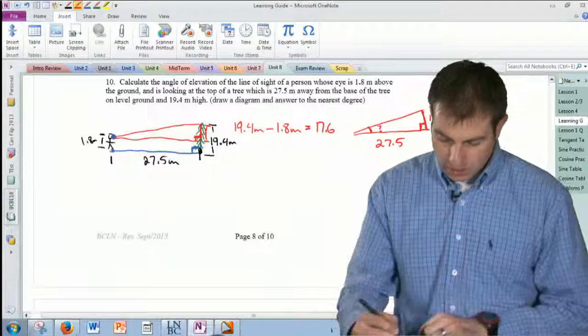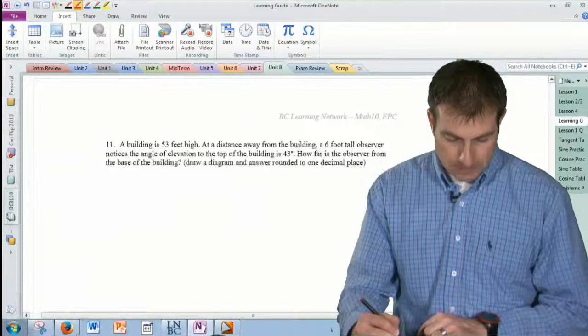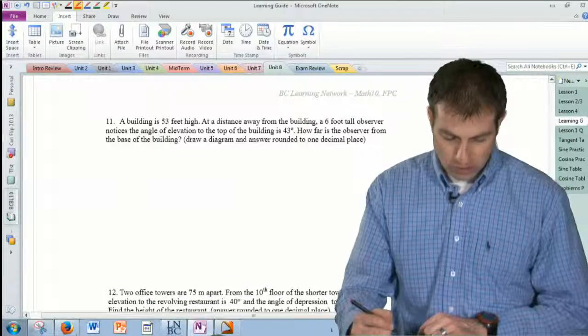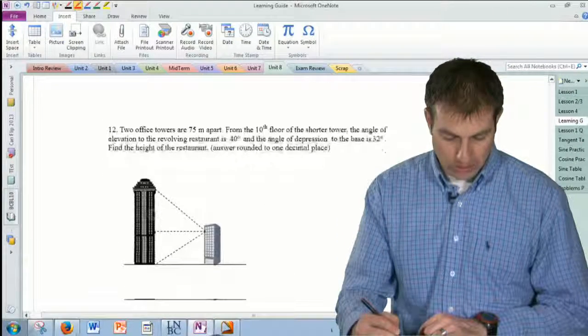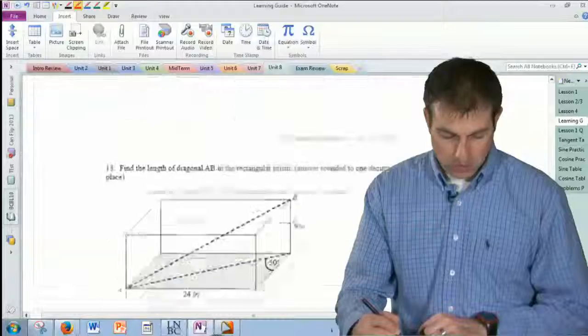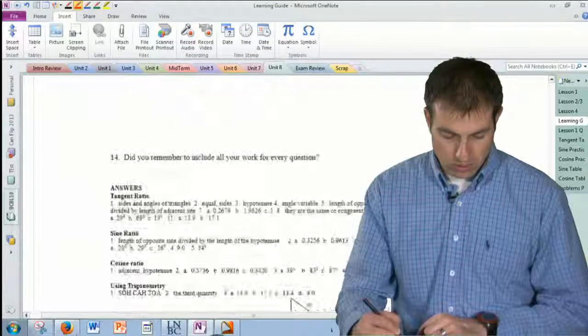So that was 10. I'll let you guys solve that. 11, elevation observed from the base of the building. That's pretty straightforward. I'll do one of these. Maybe one or two of these.